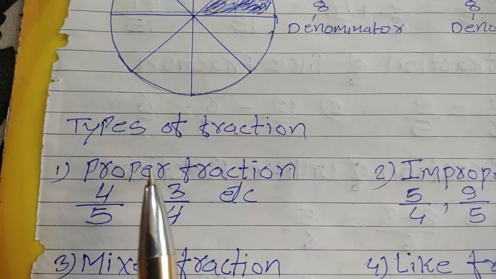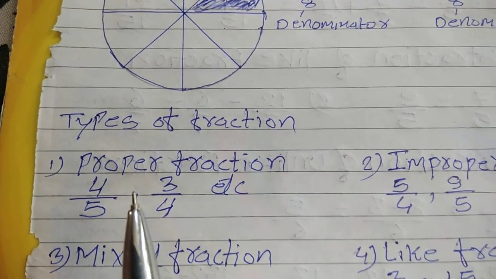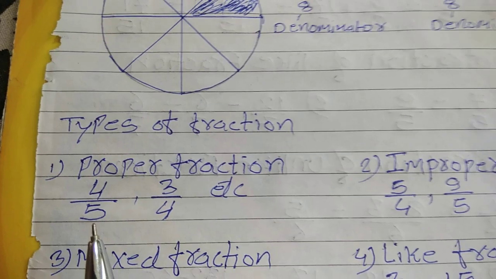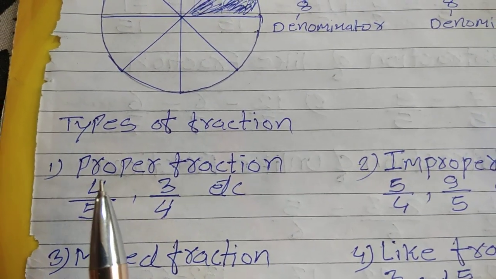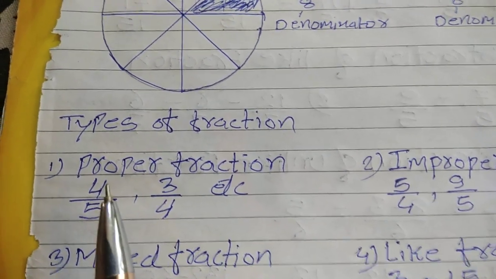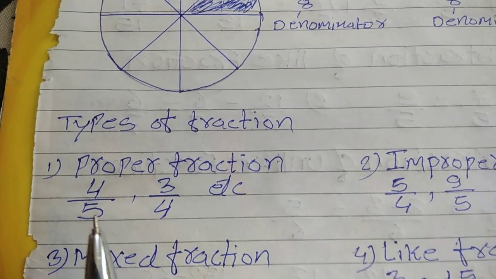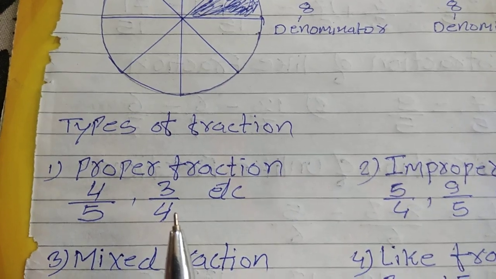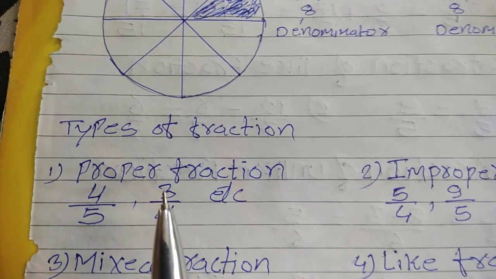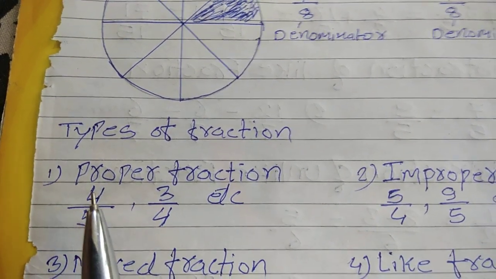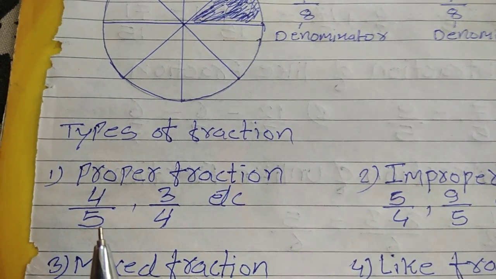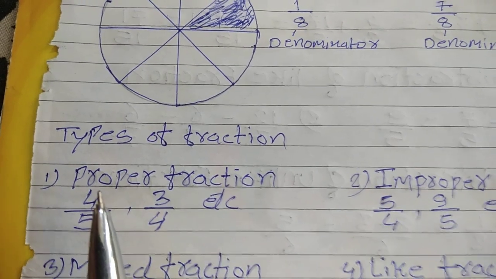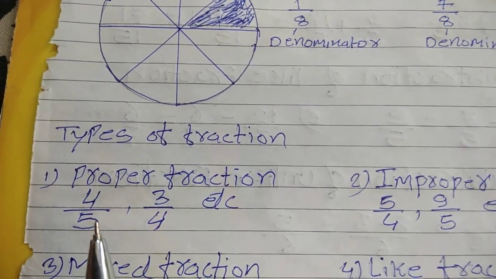In types of fraction, first we go to the proper fraction. What is a proper fraction? In a proper fraction, if you see here, 4/5 is written, 4 is the numerator and 5 is the denominator. Here, 3 is the numerator, 4 is the denominator. If you see, the numerator is smaller than the denominator. It means that in a proper fraction, the numerator is always smaller than the denominator.